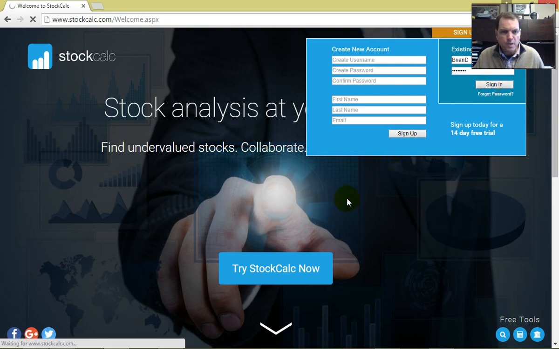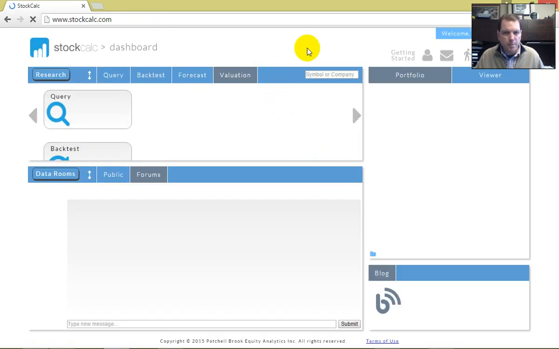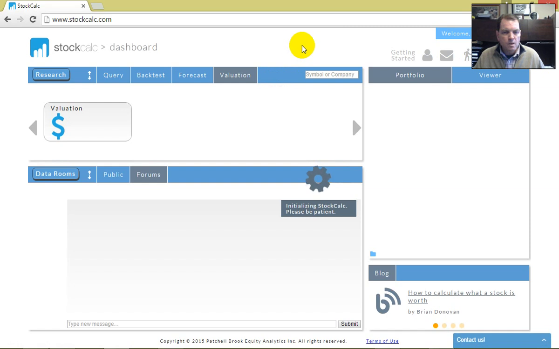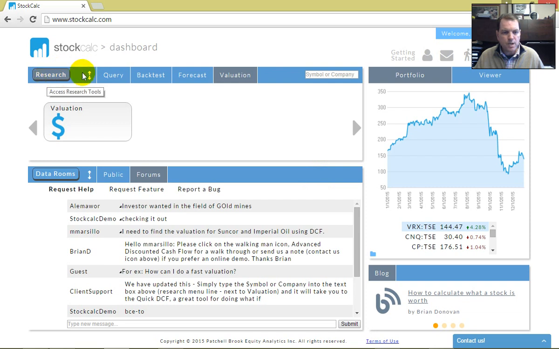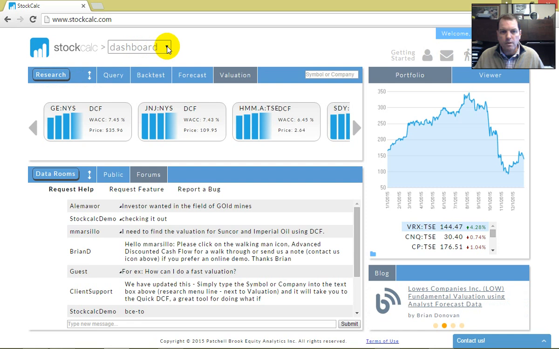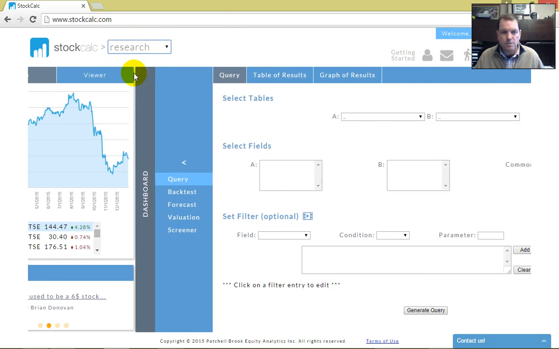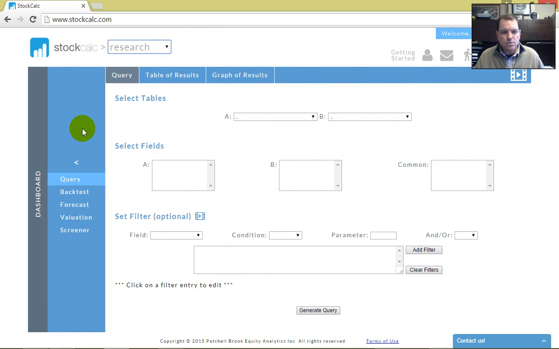The site will take a few seconds to load to get prepared. What we're going to do is focus on the research section of the site. We can access the research section in 2 ways: through this button or through the dashboard research. So you're looking at the dashboard here. We can access the research section directly by clicking on research. Research contains all of the tools in the site that allow us to do the calculations.